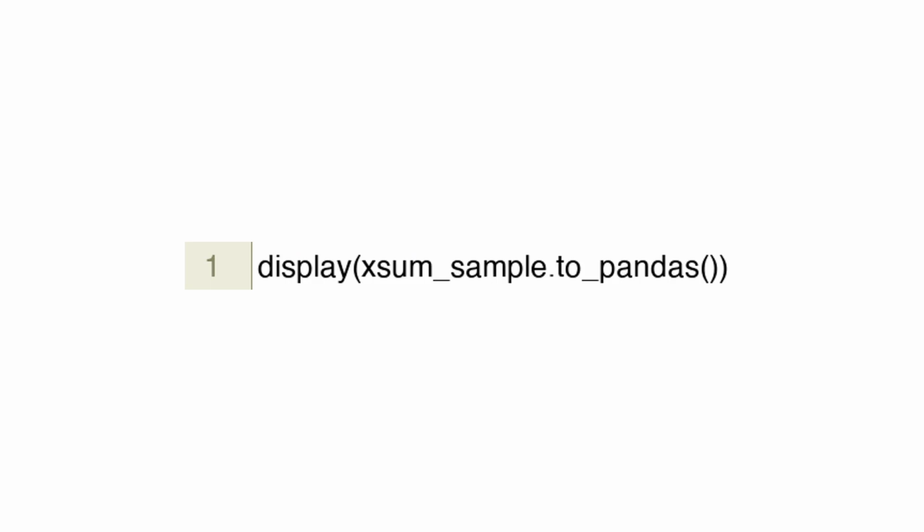This code snippet uses the Hugging Face library to display a summary XSum sample as a pandas data frame. This means that the summary is presented in a structured table format that can be easily viewed and manipulated. The toPandas function converts the summary into a pandas data frame so that it can be displayed in this manner.